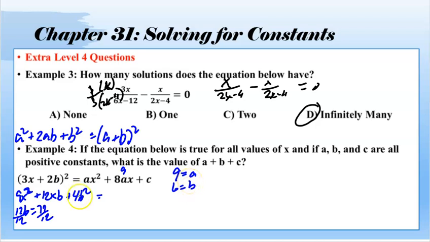And if b is 6, I can put 6 in for b here. And I have 4 times 6 squared. This has to equal our c. 6 squared is 36, and 36 times 4, that's going to give us 144. And 144 plus 6 is 150, and 150 plus 9 is 159, and that would be the value of a plus b plus c.